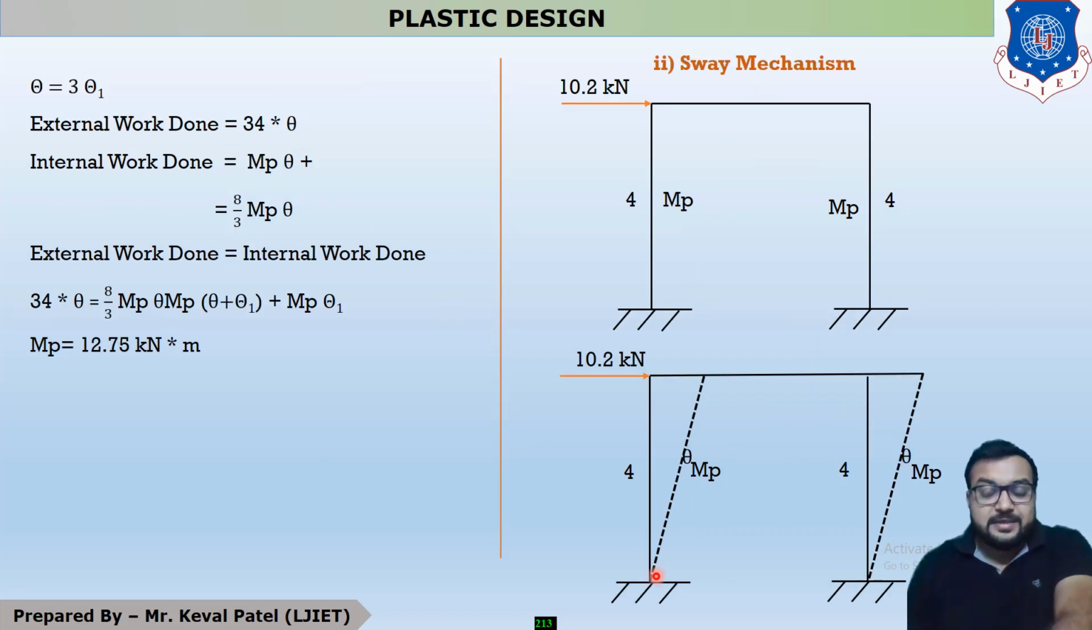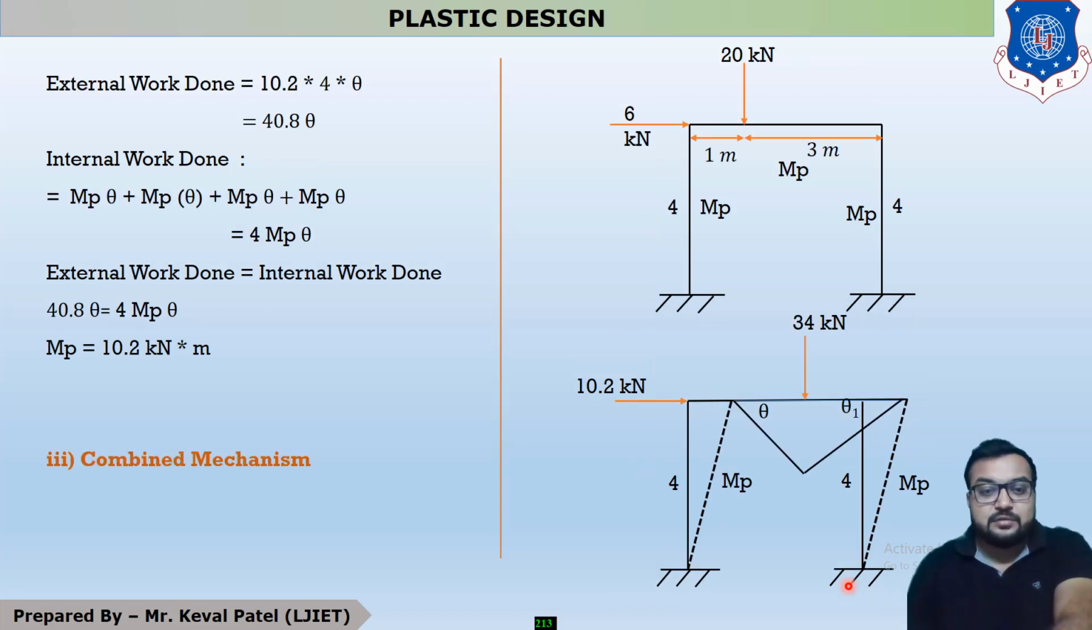Now it is the revision of your last example in which these A, B, C and D all the points take moment. So it is 4 Mp theta, and after that we are equalizing both the values, and it is 10.2 kilonewton meter. Okay.